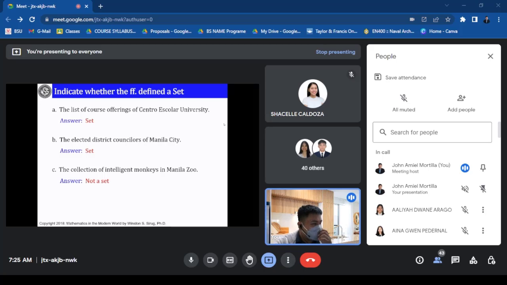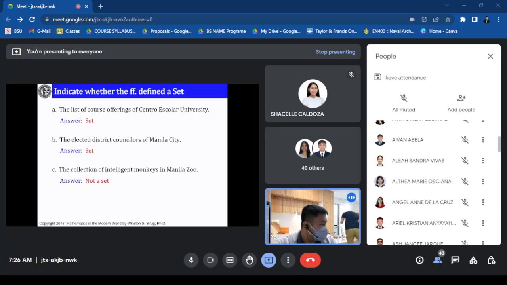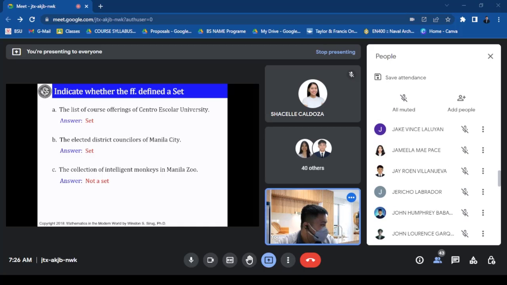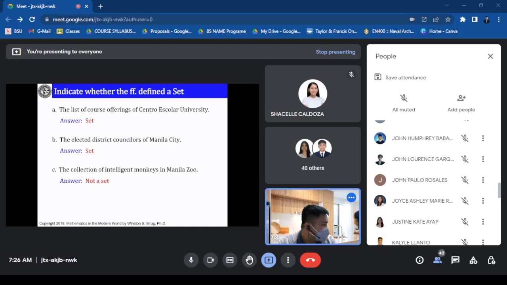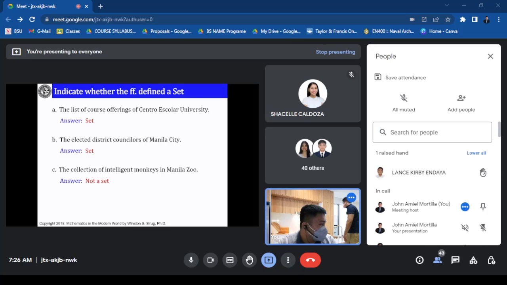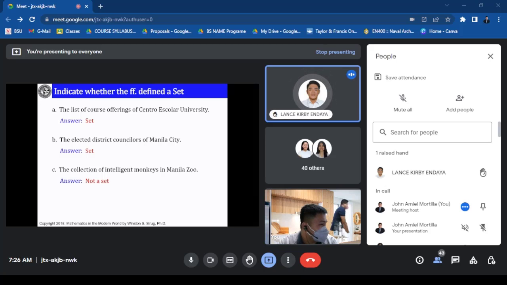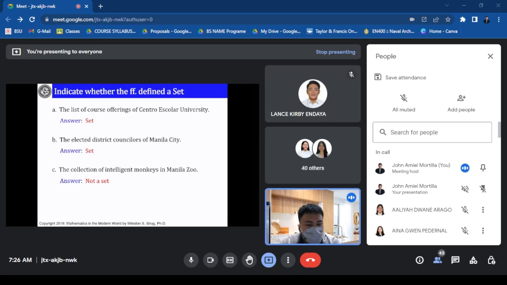Okay, so bakit siya not a set? So, within the statement, the collection of intelligent monkeys in Manila Zoo. So, sino ulit yung sumagot ng isa intelligent monkeys? Okay lang, bakit? Sir, kung siguro po ipapalitan ng animals yung monkey, magiging set po yun. Okay, so ganito yan. So, if you analyze the statement, the collection of intelligent monkeys in Manila Zoo.